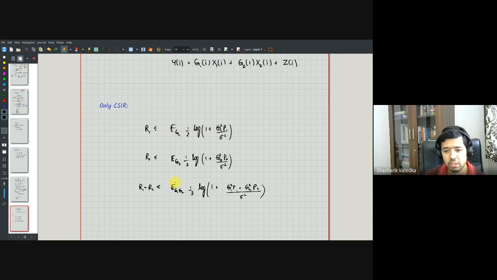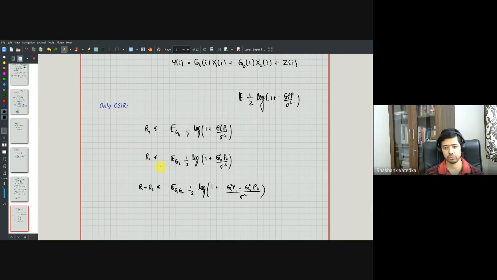So for example, if G1 and G2 are Gaussian, then this becomes relatively simpler to evaluate, because we know that G1 square P1 plus G2 square P2 is going to be another Gaussian random variable if G1 and G2 are independent. And then it's just a matter of evaluating quantities of the form expectation of half log 1 plus G square P over sigma square for Gaussian G. If you can evaluate quantities of this form for Gaussian G, then you can evaluate all of these three numbers and you get the entire rate region.